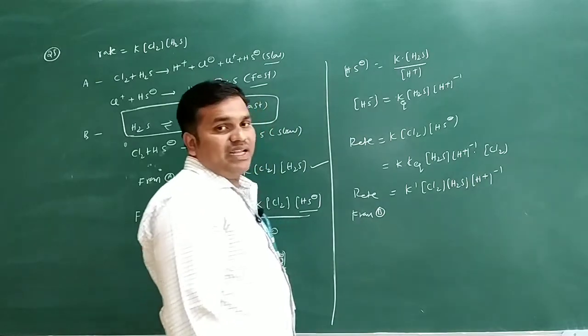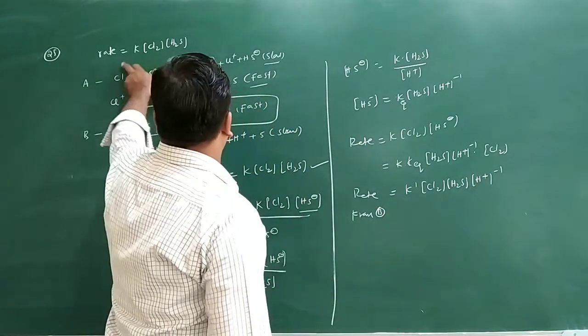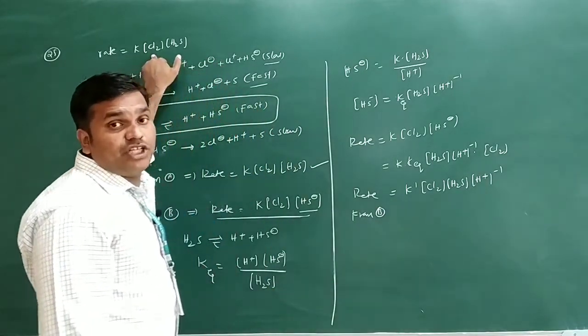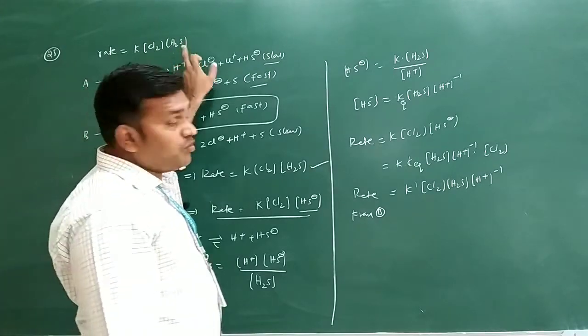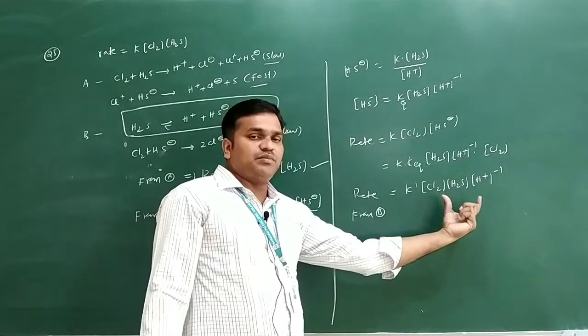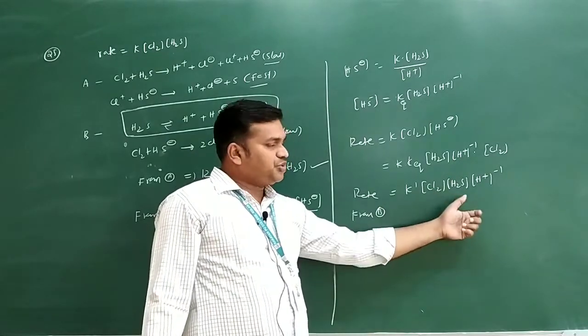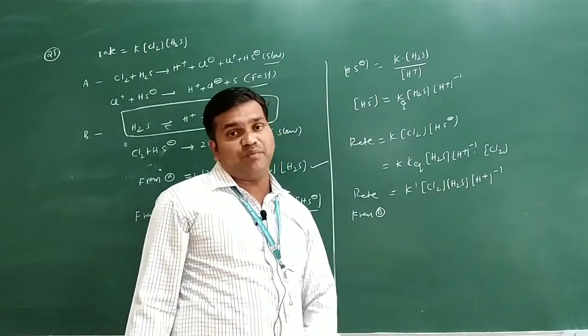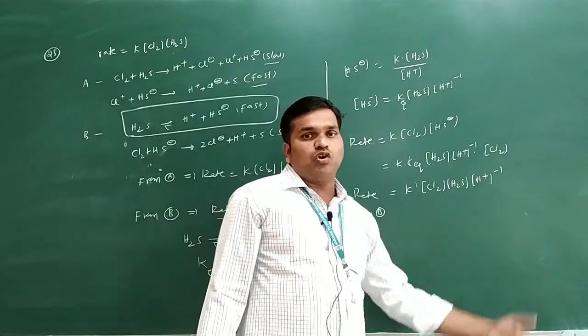But what is the required rate equation for us? Rate is equal to K into concentration of Cl2 into concentration of H2S. But from the equation, what did you get? Some K dash into K, you can leave that one. You will see these terms: Cl2, H2S and H whole power minus. One more extra term is there. What is that? That is H plus whole power minus 1.